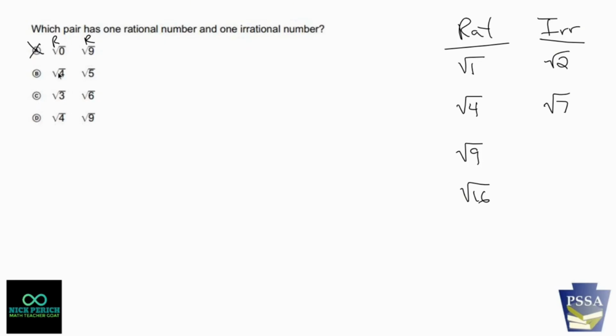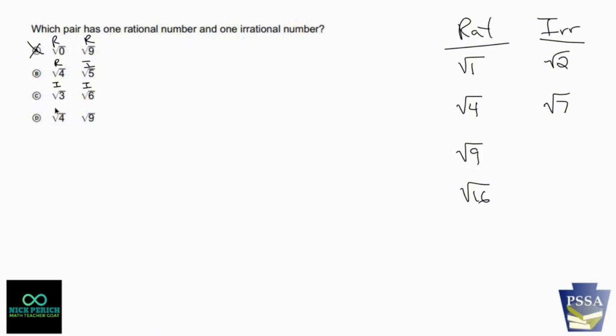What number times itself gives me 4? 2, so that's rational. What number times itself gives me 5? I don't know, but 5 is not a perfect square, so that one's going to be irrational. Now, just looking at the other options, square root of 3 is irrational because it's not a perfect square. Same thing with the square root of 6.